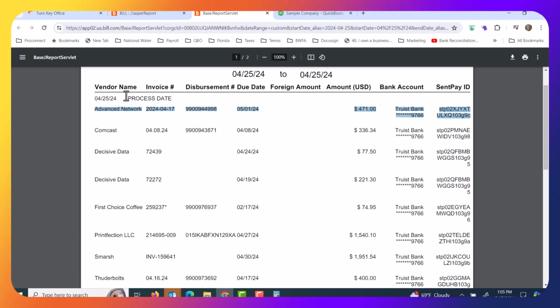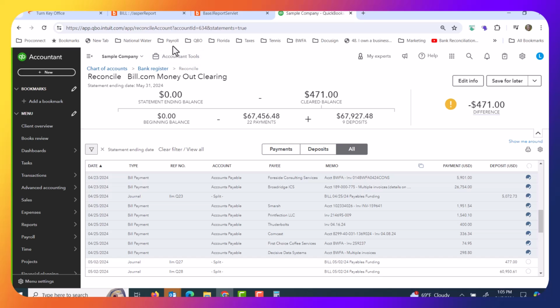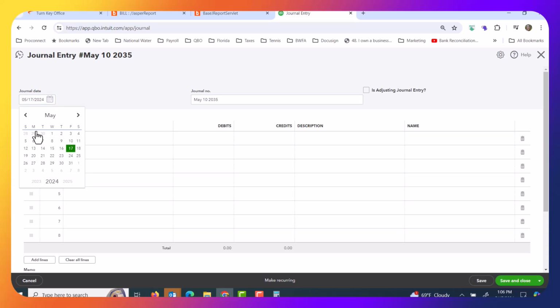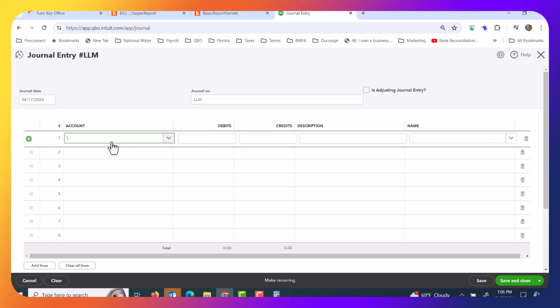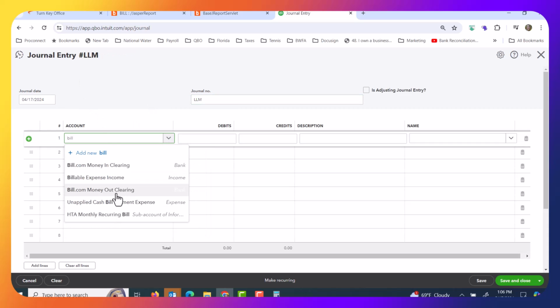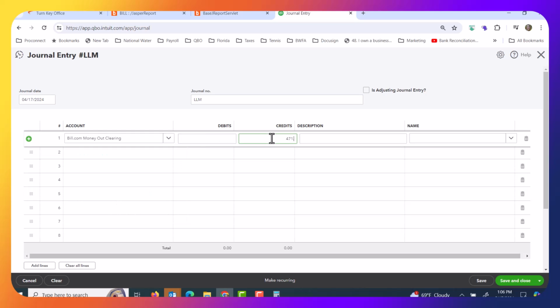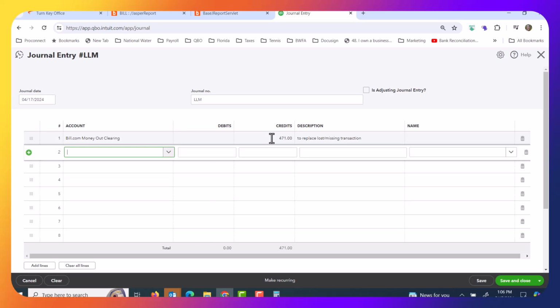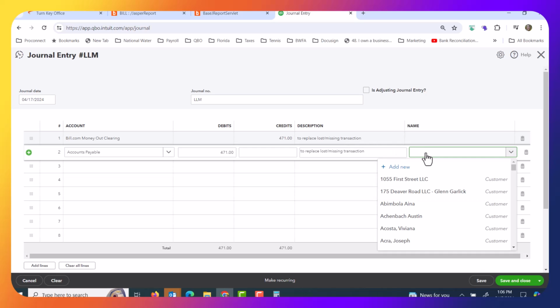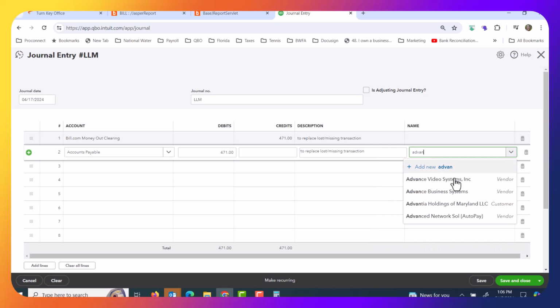So we're going to go ahead and post a journal entry to Advanced Network Solutions, 4/17/2024, for $417. Bill.com money out clearing, to replace lost or missing transaction. Now what's the other side of this? Accounts payable. Accounts payable for Advanced Network Solutions.